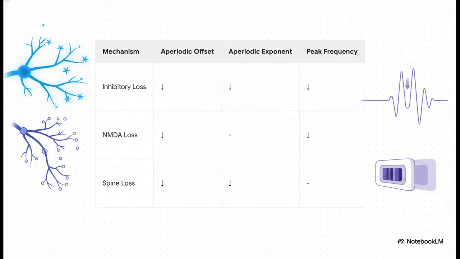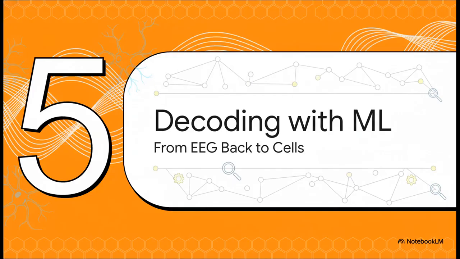Now, the utility of this computational approach is that it allows us to dissect the contributions of each mechanism. By simulating each of the three aging mechanisms in isolation, the study could attribute specific EEG changes to specific cellular changes. As this table shows, while all three mechanisms led to a reduced aperiodic offset, only inhibitory cell loss and NMDA loss caused a decrease in the peak alpha frequency. Spine loss on its own did not affect that particular measure. The finding that each cellular mechanism seems to impart a unique signature on the EEG signal suggests a compelling possibility: that one could potentially infer the underlying cellular state of a microcircuit non-invasively, just using its EEG signal.